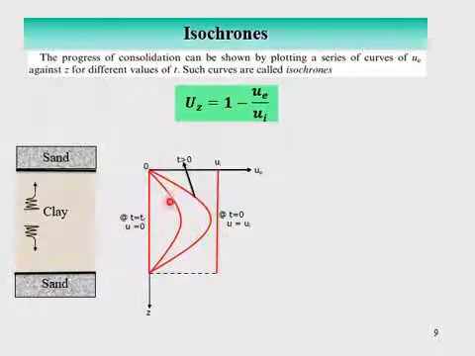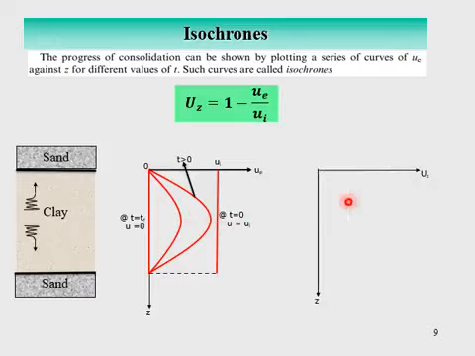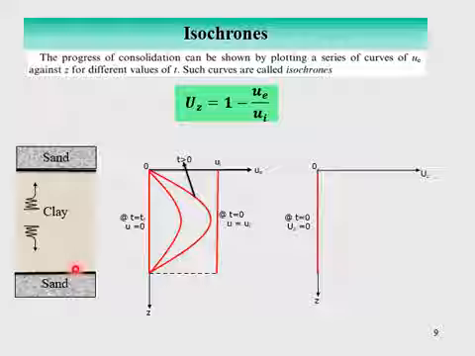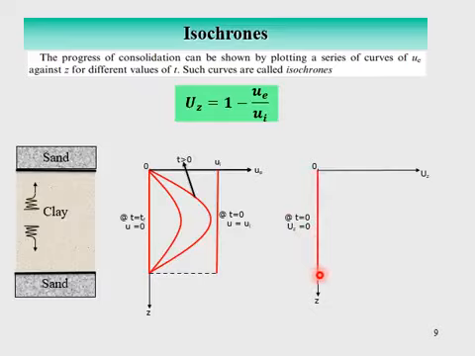We can represent this in terms of degree of consolidation. We can represent these curves in terms of degree of consolidation. How? On the x-axis it is Uz and on the y-axis it is z. You see this axis corresponds with the top of the clay layer right here. So at time t equal to 0, how much would be the consolidation at every point in the clay layer? Of course, no point in the clay layer is consolidated, so it would be 0% consolidation. At t equal to 0, Uz is equal to 0 at every point in the clay layer, right?